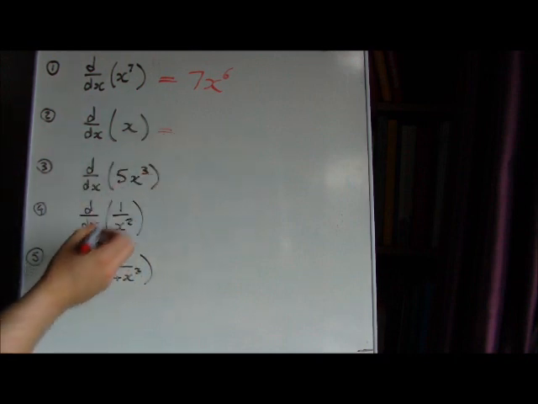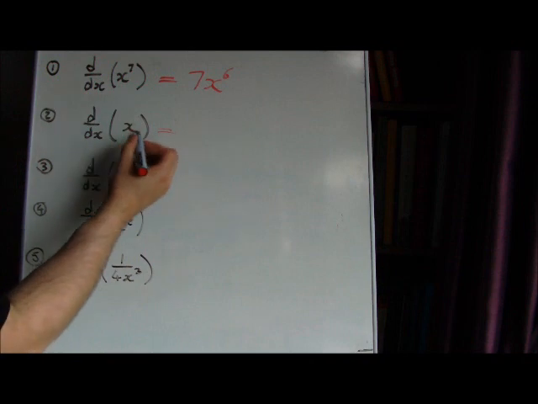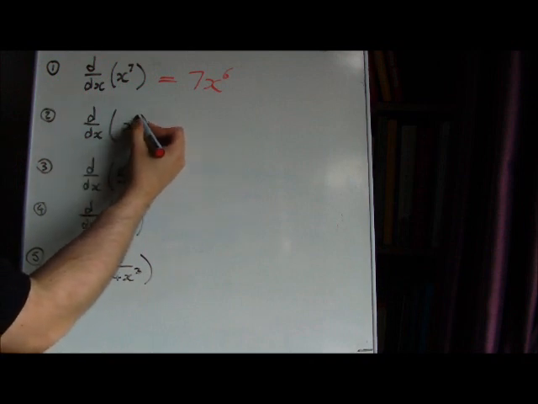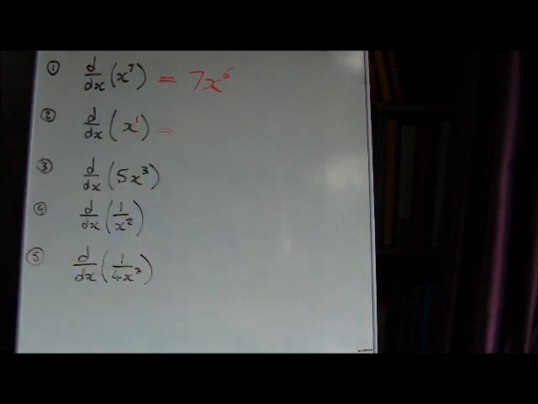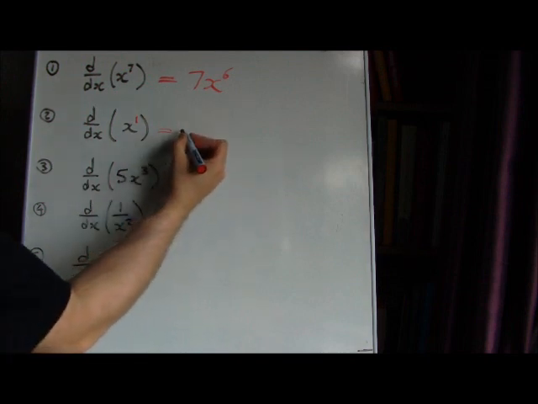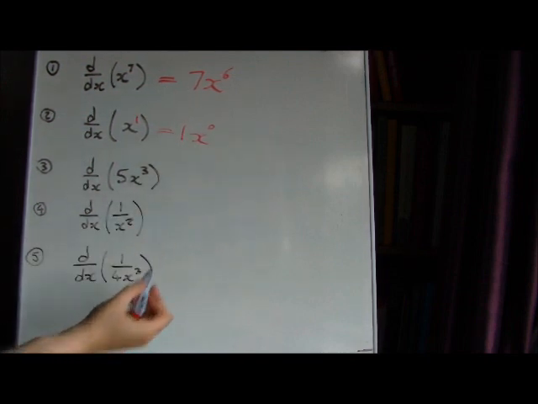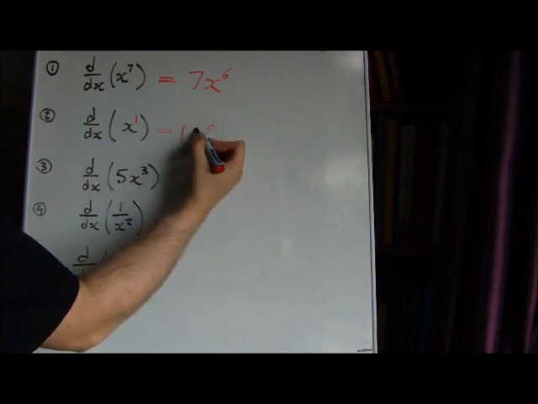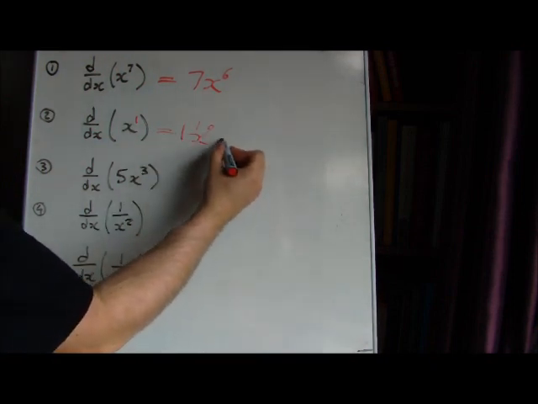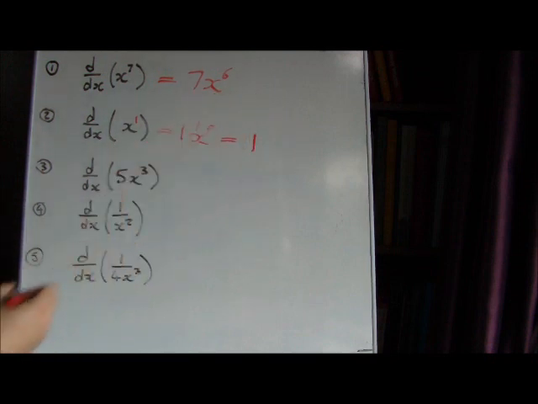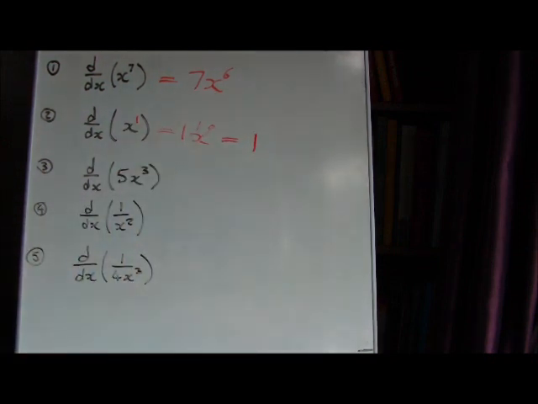In the next case, it might not be obvious what the power is, but x, we could write that as just x to the power of 1. So if we want to apply the rule to it, we're going to have 1x to the power of 0. Now x to the power of 0 is just 1, so that leaves us with 1 times 1, which is just 1. In practice, it's probably something you would just remember. You wouldn't apply this every time you see x. So just remember that the gradient or the derivative of x is 1.